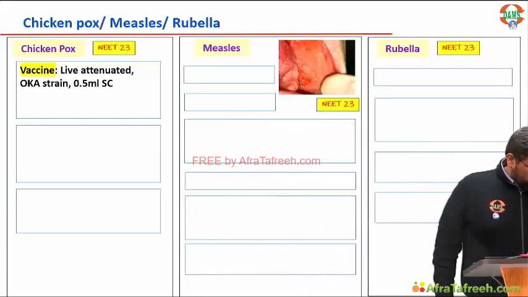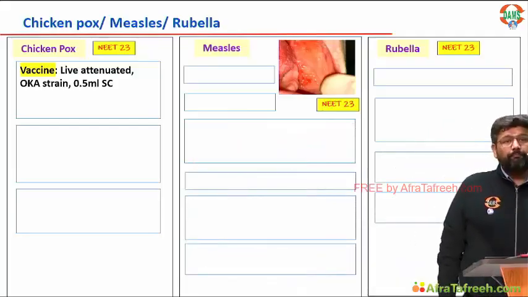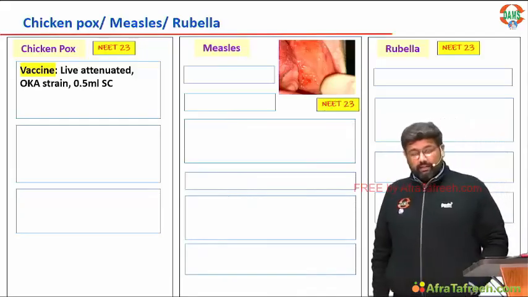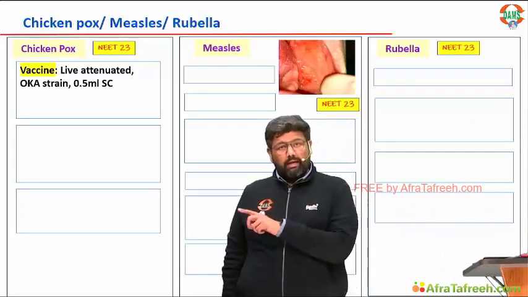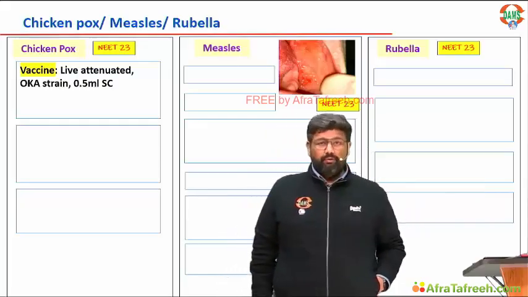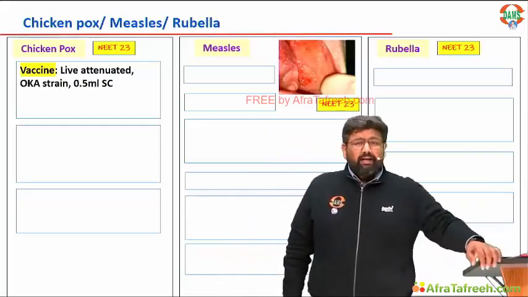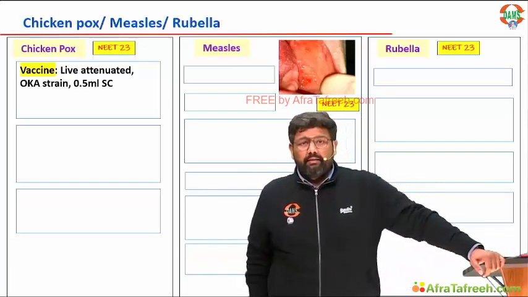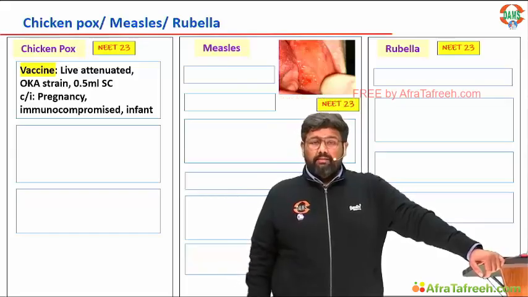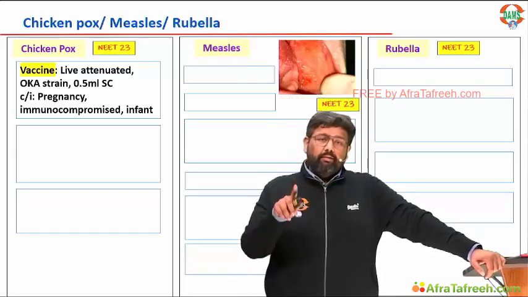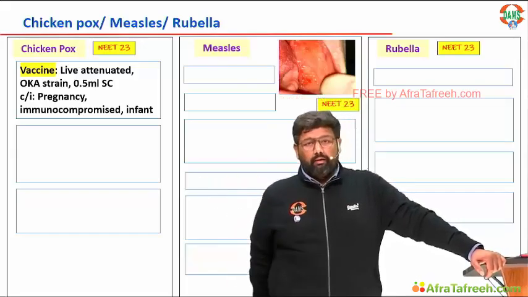Now, vaccine. Chickenpox vaccine is a live attenuated vaccine. Strain is OKA, 0.5 ml subcutaneous is given. So contraindications will be pregnancy, immunocompromised, and chickenpox vaccine specifically is also contraindicated in infancy.